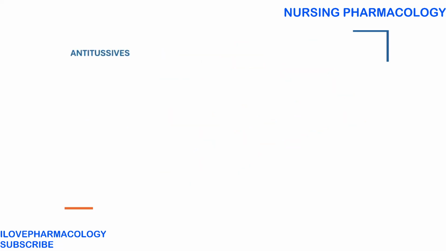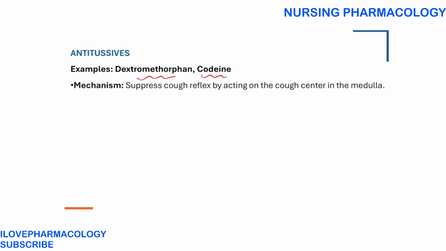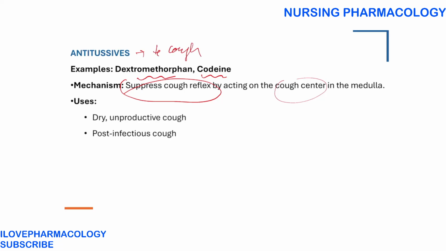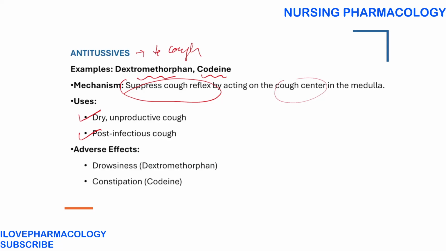Next, we have antitussive agents. The examples we have are dextromethorphan and codeine, which are usually seen in cough medications. The mechanism is antitussive, meaning it suppresses the cough reflex by acting on the cough center. Basically it is going to decrease the dry cough. So it is mainly used in case of dry unproductive cough as well as post-infectious cough. The main side effect is that dextromethorphan can cause drowsiness, and codeine is responsible for constipation.